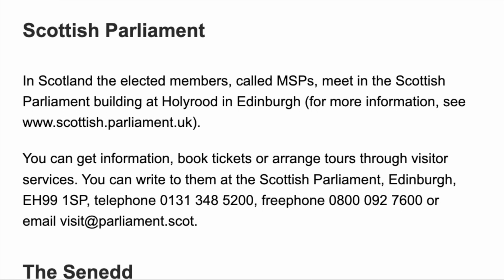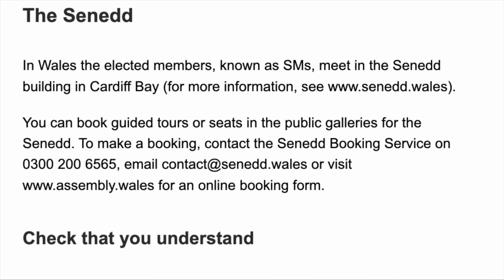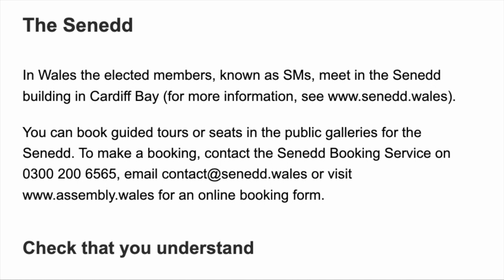You can write to them at the Scottish Parliament, Edinburgh, EH99 1SP. Telephone 0131 348 5200. Freephone 0800 092 7600, or email visit@parliament.scot. The Senedd. In Wales, the elected members, known as MSs, meet in the Senedd building in Cardiff Bay.